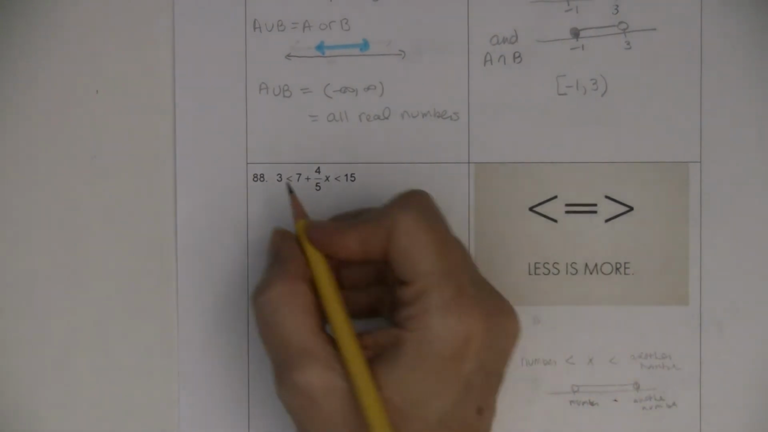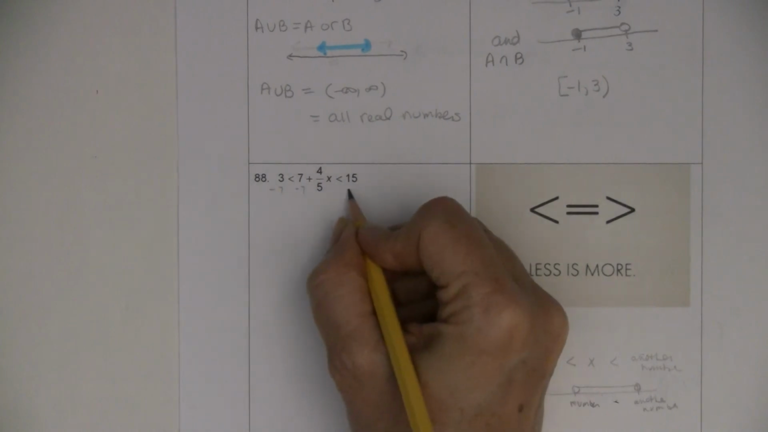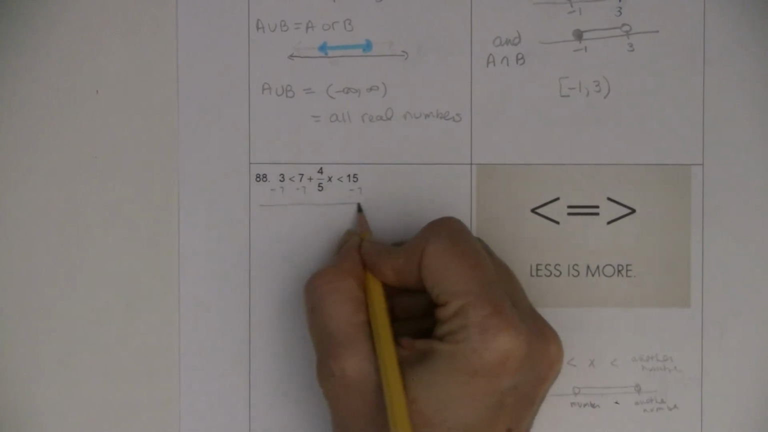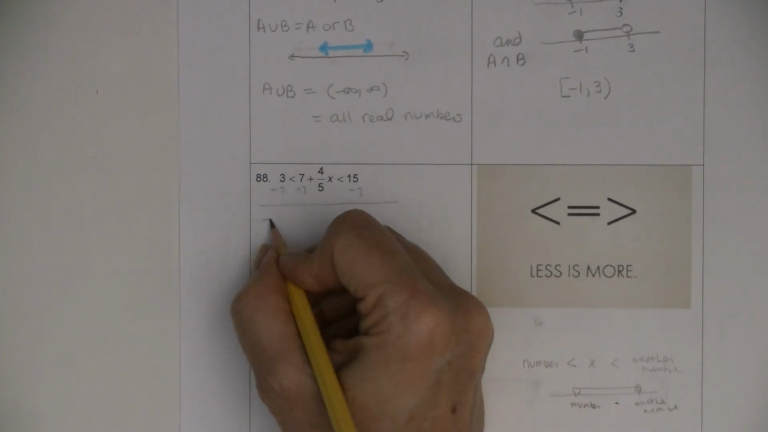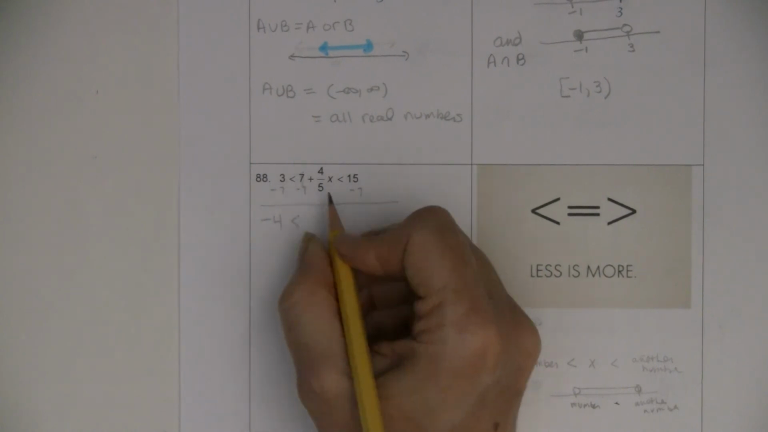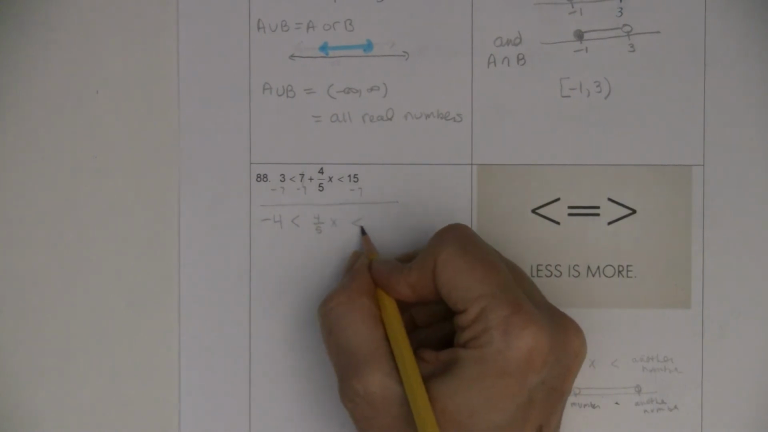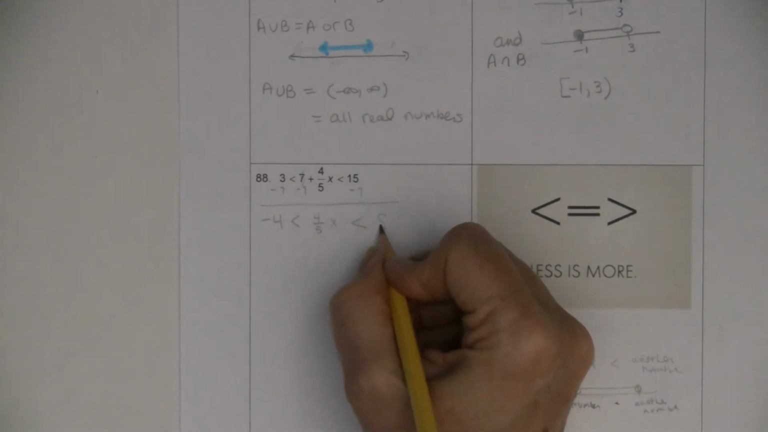And you have 3 sides, so you want to take away 7 for all 3 sides. When you take away 7, you don't change the inequality symbol. You leave it just the same as it is. So you have -4 now down here. Here, these go away, and I have now 4/5 x. And up here, I have 8.